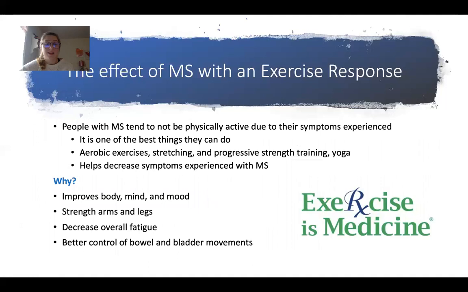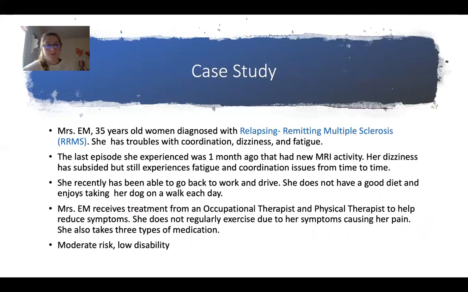People with MS tend not to be physically active due to the symptoms that they experience, but this is actually one of the best things that they can do: aerobic exercises, stretching, progressive strength training, and yoga. It can help decrease the symptoms that they're experiencing with MS, like improving body, mind, and mood, strengthening arms and legs or any other part of the body, decreasing overall fatigue, and better control of bowel and bladder movements.